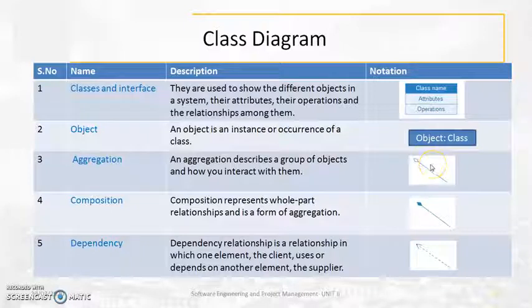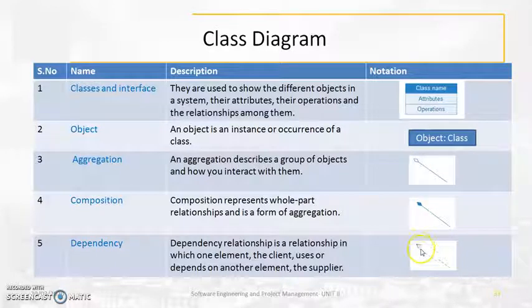One type of relationship is aggregation. Aggregation is shown with this particular arrow, describing a group of objects and how they interact. Composition is one of the relationships of association. This represents whole-part relationships and is a form of aggregation. Composition is a filled diamond. In aggregation, it is an unfilled diamond.